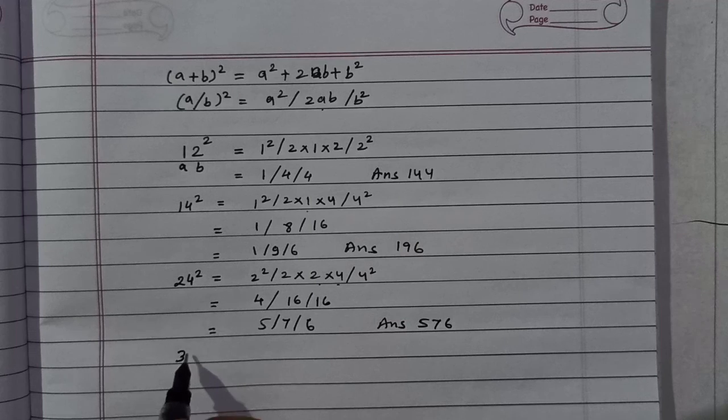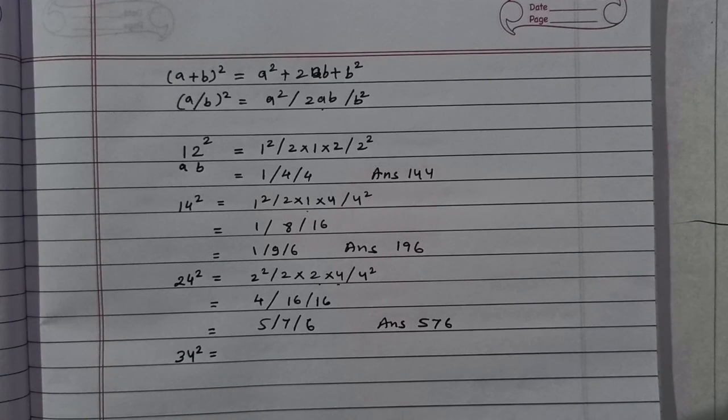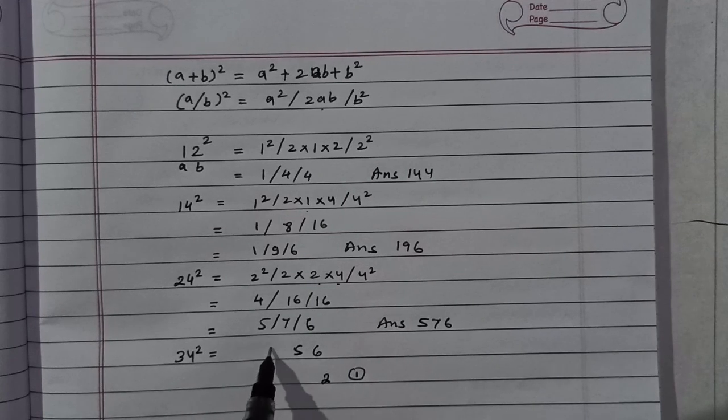34 square. 4 square is 16, but we keep a single digit, so 1 carries to the middle part. 2 into 3, 6 into 4 is 24, and plus 1, 25. Carry is 2. 3 square is 9 and plus 2 is 11. 1156 is the answer.